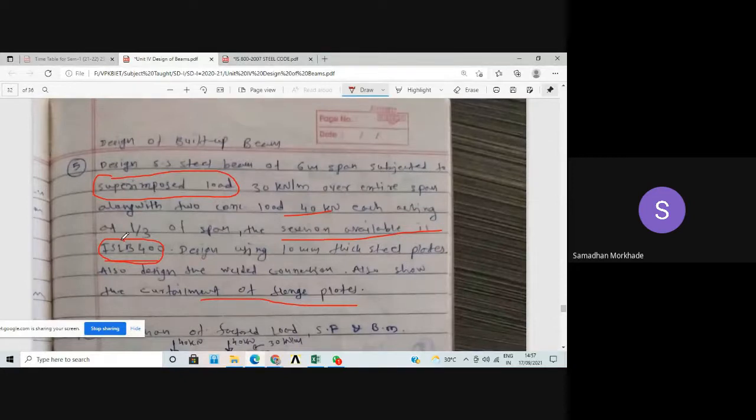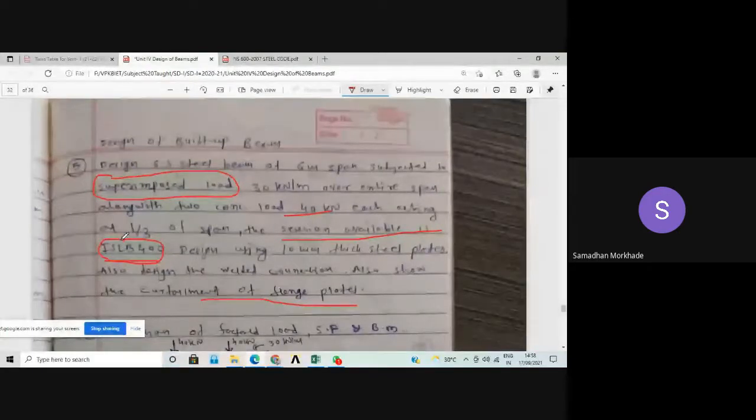For example, if depth is restricted to 400 and the ZP of that 400 section is less than your ZP required, then you cannot go to ISMB 450, because depth is restricted in the problem. So in that case we have to go for an I section with cover plates. Okay, and that beam is called a built up beam.